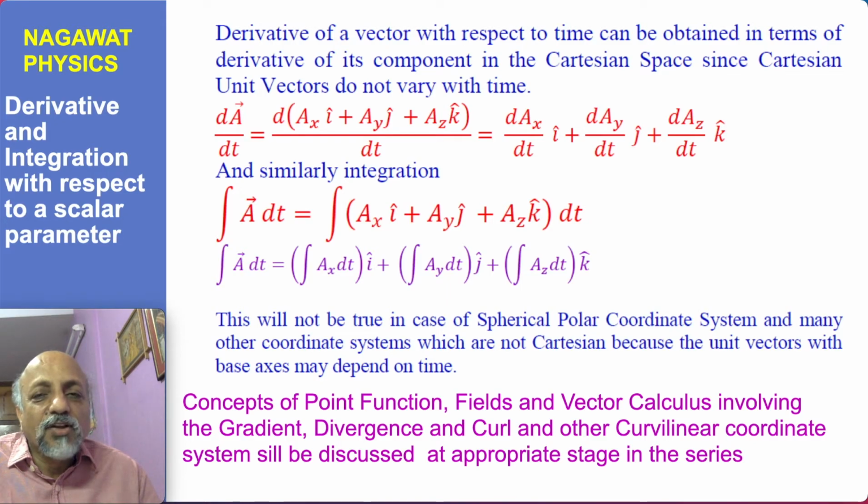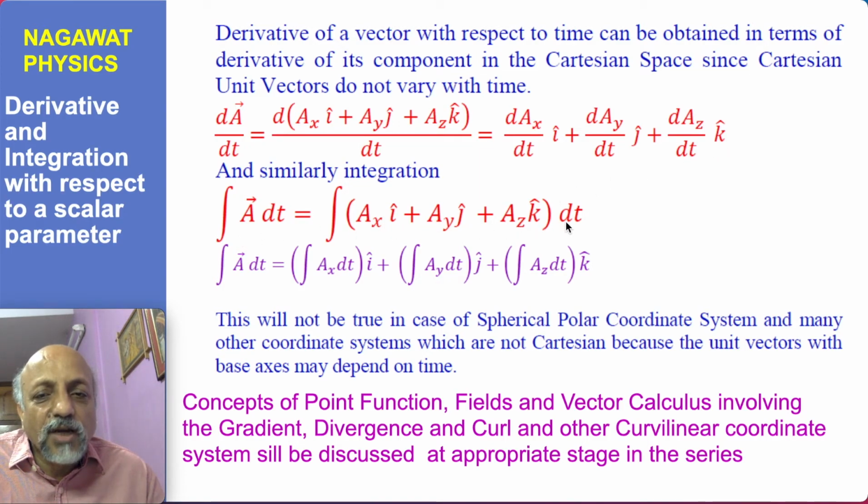Otherwise, if a quantity is expressed as a product of two things, magnitude and direction in terms of a unit vector, the differentiation formula for a product of two would be involved. But here, since i, j, k are constant vectors, we have a very simple relationship, as written here: the rate of change of vector A with respect to time t is the rate of change of the x component with respect to t times i cap, plus the rate of change of the y component times j cap, plus the rate of change of the z component with respect to t times k cap.